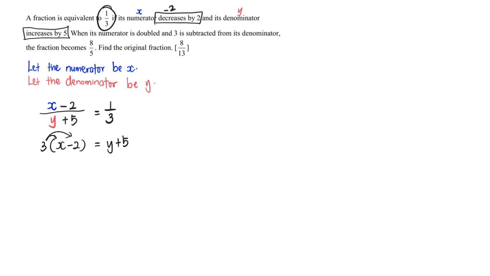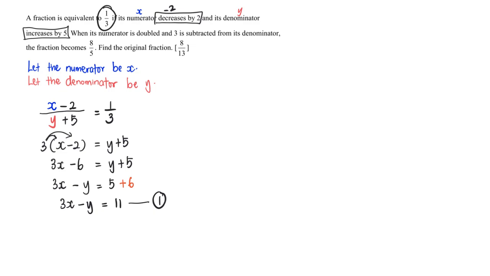Continue to simplify. And eventually I will get 3x minus y equals to 5. That will become, I add 6 on both sides, and I will get this. This will be my first equation.